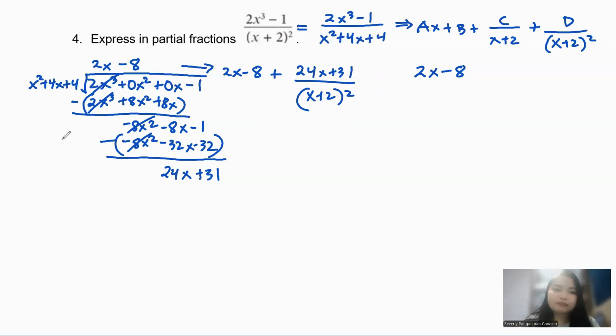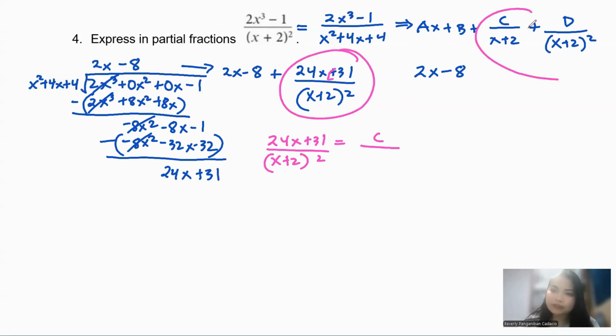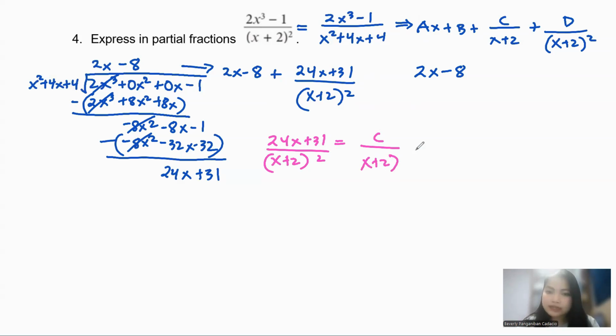Let's try here. What I'm going to do is to focus here. So 24x plus 31, I can write that as equal to, again, let me write x plus 2 squared. Then it will be C. I'm going to use C, because I think you will be confused if I use A and B. So I'm going to use C for this one, since this part is this part. Okay, so we have C over x plus 2 single plus D over x plus 2 squared. Okay, that's what we're going to do.